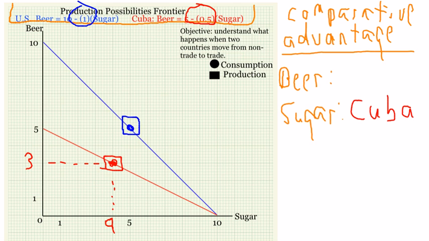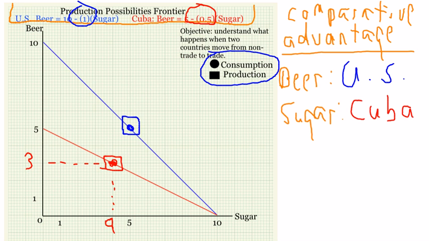Well, if Cuba has a comparative advantage in sugar, then it will necessarily be the case that the U.S. has the comparative advantage in beer. Now, the purpose of this video is to talk about what happens when the U.S. and Cuba do not trade and then they trade. The idea being, in the next video we're going to show how that always leads both countries to a wealthier point. And to set this up, notice what I've got here.